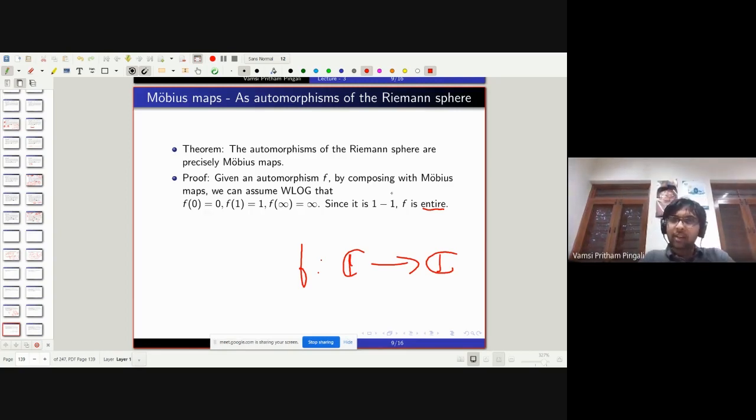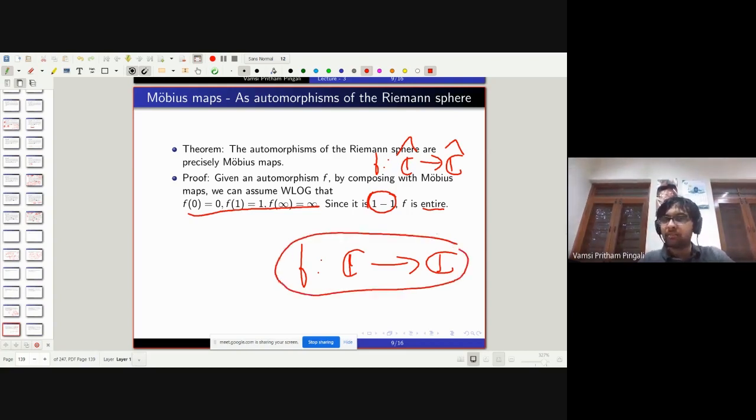How does f being one-to-one from the Riemann sphere to itself, along with these things, ensure that it has no singularities on the complex plane? What does one-to-one have to do with these things?